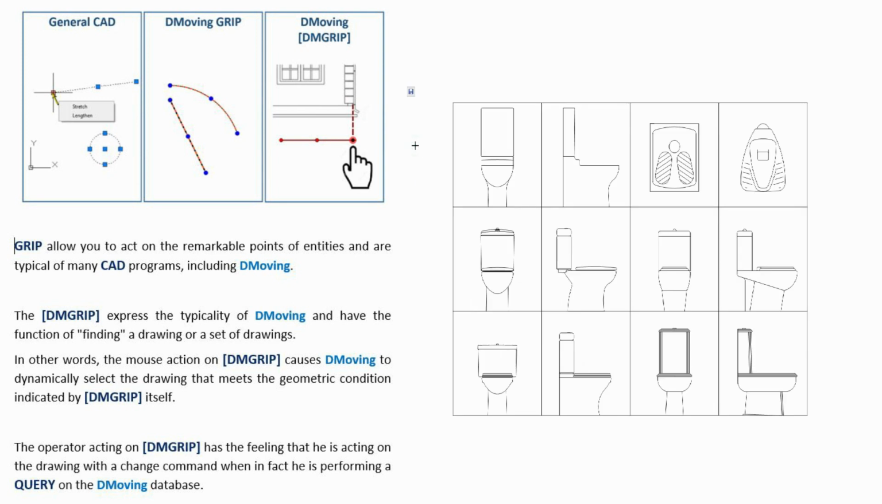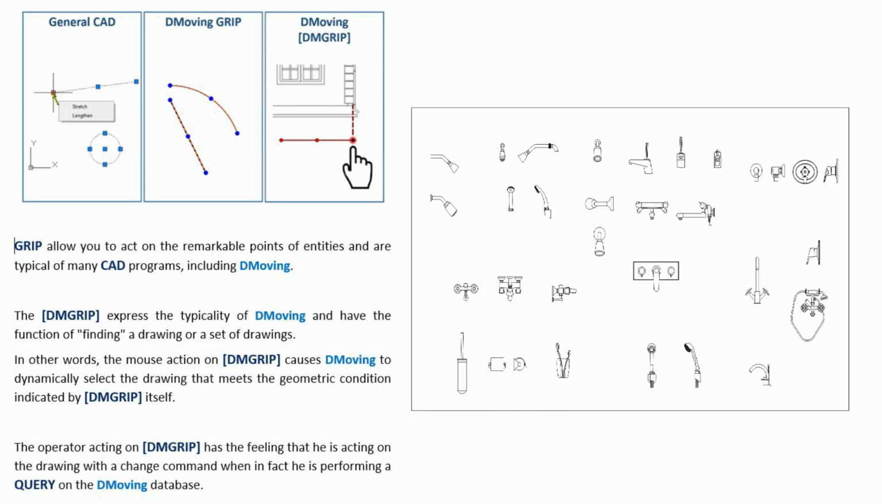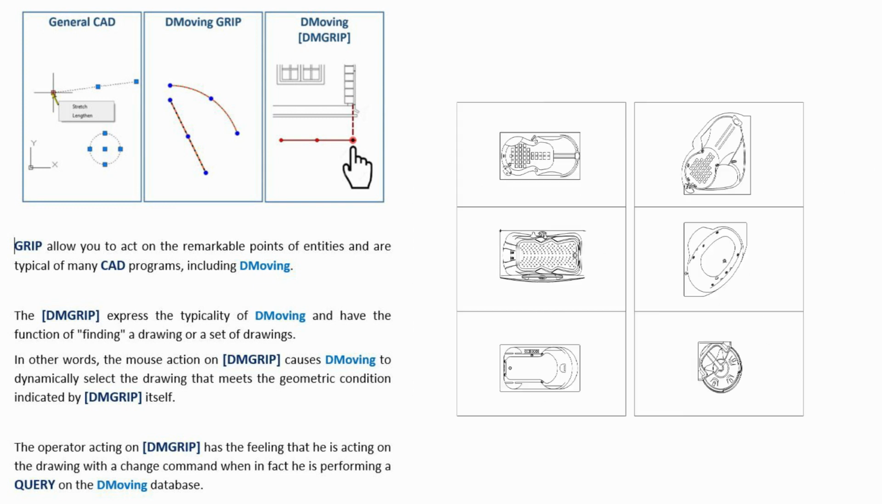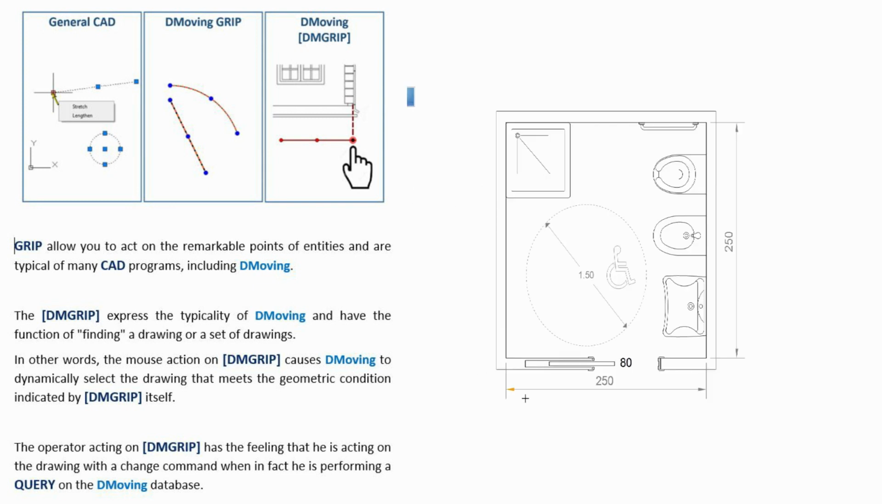The operator acting on DM grip has the feeling that he is acting on the drawing with a change command, when in fact he is performing a query on the DMoving database.